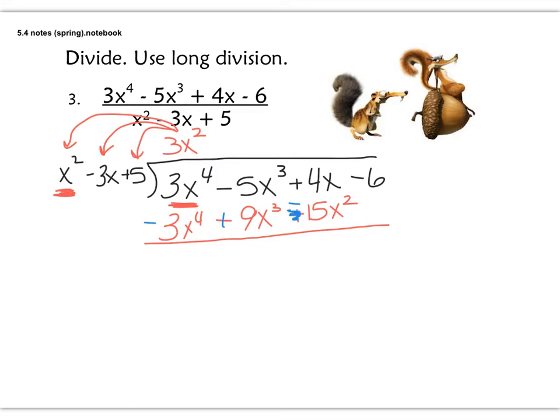3x to the fourth minus 3x to the fourth cancels. Again, if it doesn't, we did something wrong. Negative 5x cubed plus 9x cubed is a positive 4x cubed.